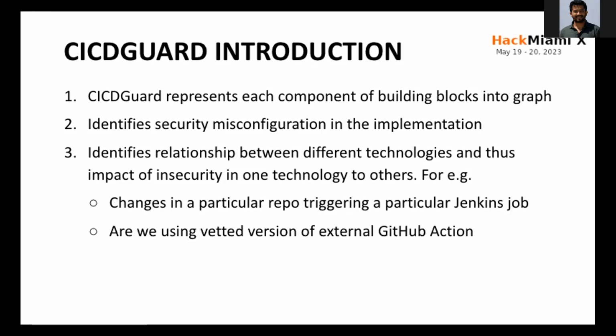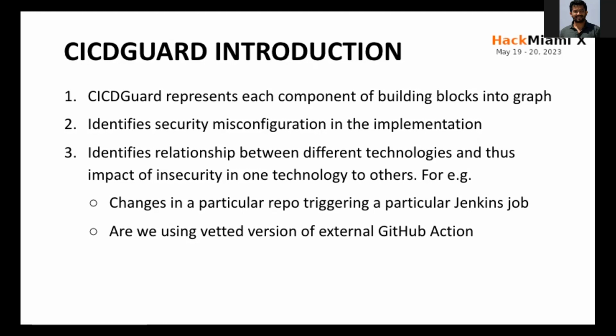Again, another use case could be, for example, in our organization, let's say we have a policy which says that whenever you are using an external GitHub Action, as a security team, we vet a certain version. So what it helps us identify is, let's say we say action A version 1 is a go-ahead from the security side.